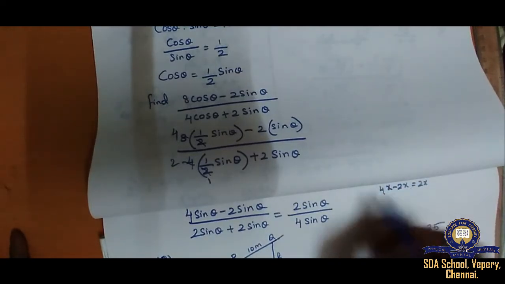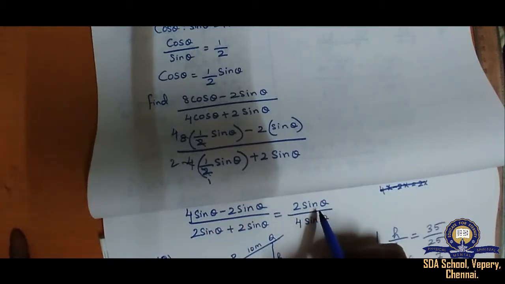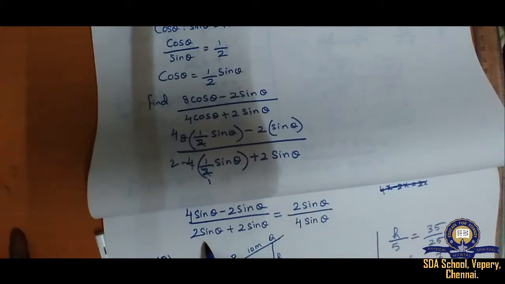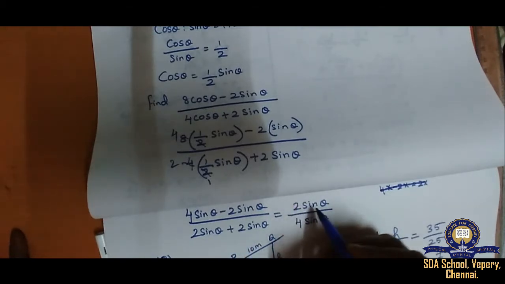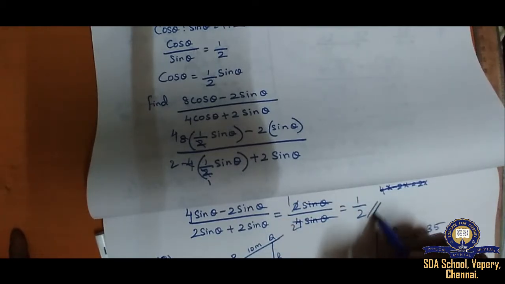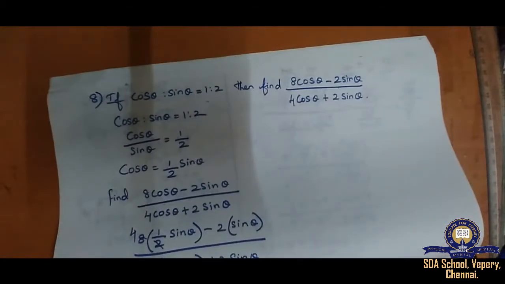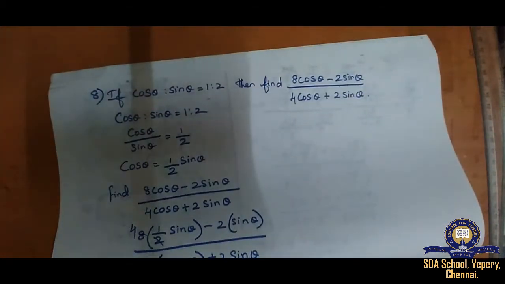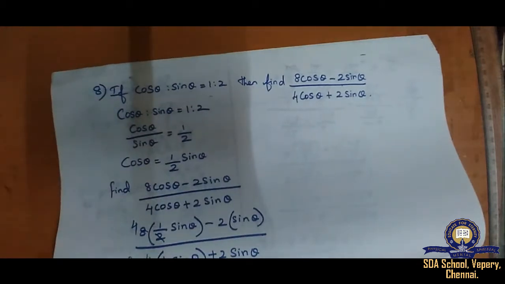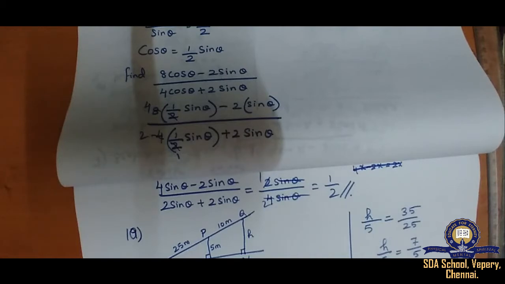2x. Instead of x, it is given as sin theta. So 4 sin theta minus 2 sin theta is 2 sin theta, and 2 sin theta plus 2 sin theta is 4 sin theta. So we can cancel sin theta and sin theta. Then 2 ones are 2, 2 twos are 4. So the answer is 1 by 2. Clear? So 8 cos theta minus 2 sin theta divided by 4 cos theta plus 2 sin theta is equal to 1 by 2.